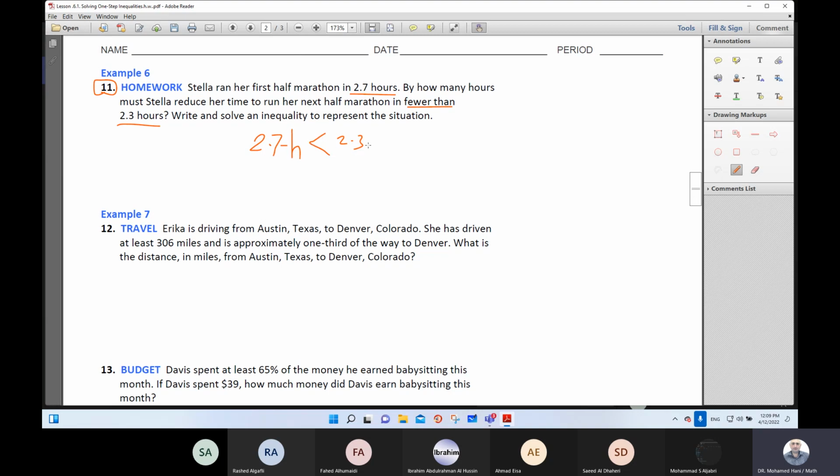I wrote the inequality, now I want you to solve it. Solve the inequality and give me the solution. Try to solve this inequality please and tell me what is your answer. Start please.